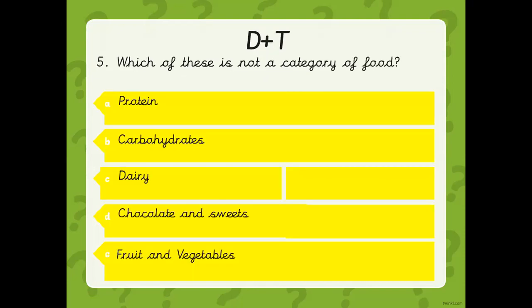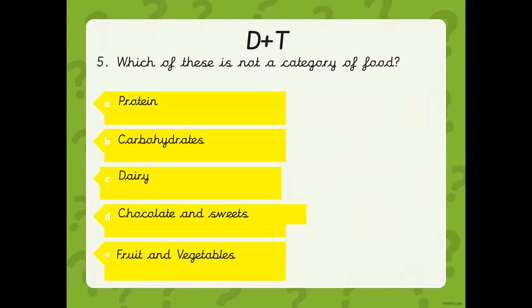Right, your D&T question, which of these is not a category of food? Letter D, chocolate and sweets. That is not a category of food. They would belong in your oils and fats category.